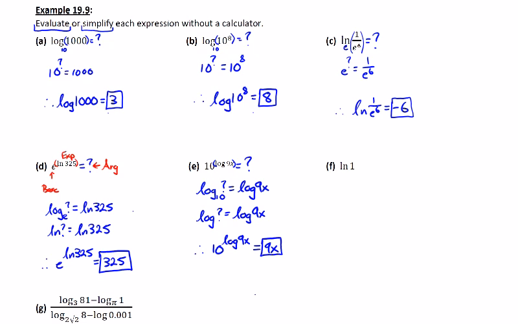Part F, natural log of 1. We have the implied base of e. So this is going to say e to the something needs to equal 1. And there's only one exponent that we know that will make the answer become 1, and that is an exponent of 0. So therefore, the natural log of 1 is 0.